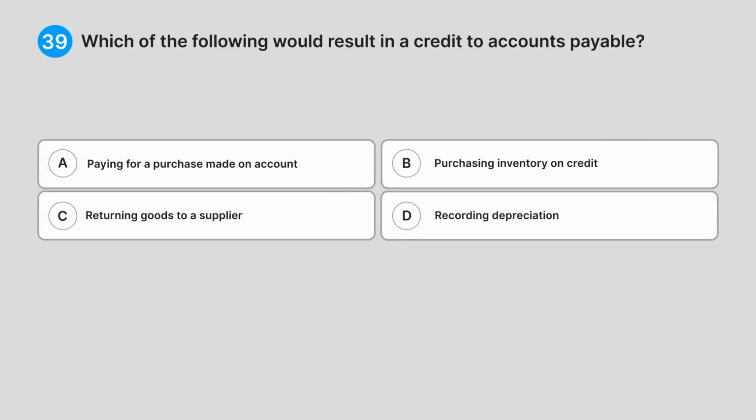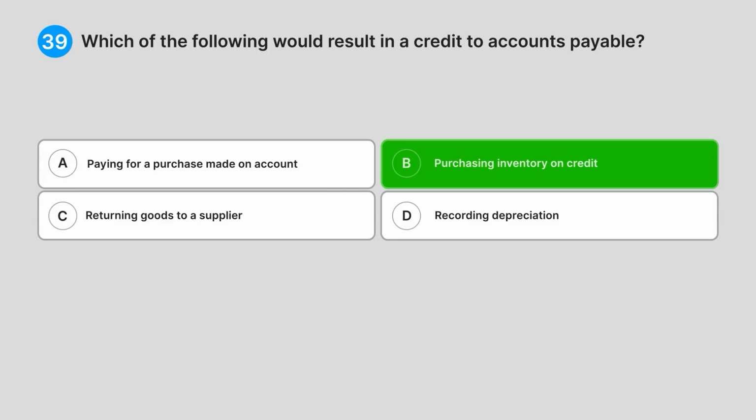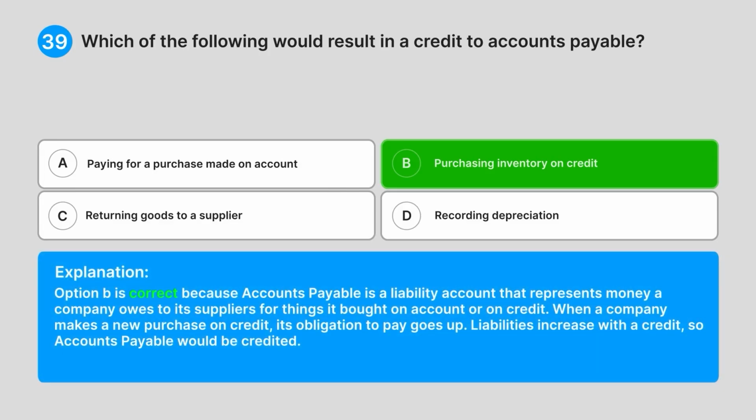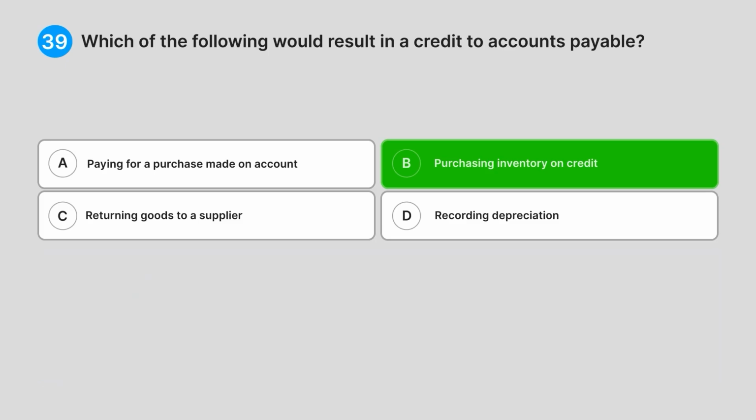Correct answer: B. Purchasing inventory on credit. Explanation: option B is correct because accounts payable is a liability account that represents money a company owes to its suppliers for things it bought on account or on credit. When a company makes a new purchase on credit, its obligation to pay goes up. Liabilities increase with a credit, so accounts payable would be credited.